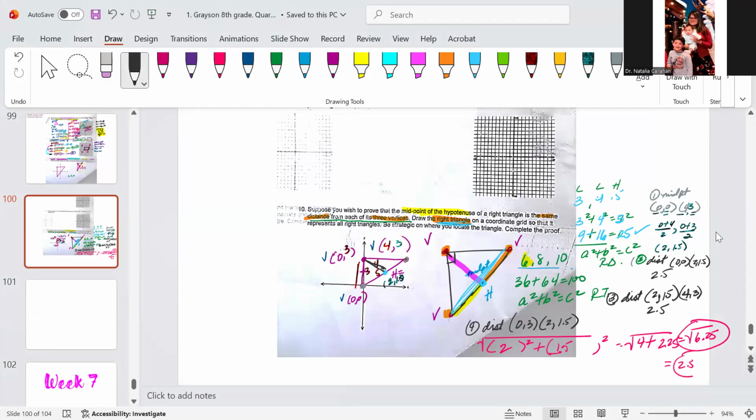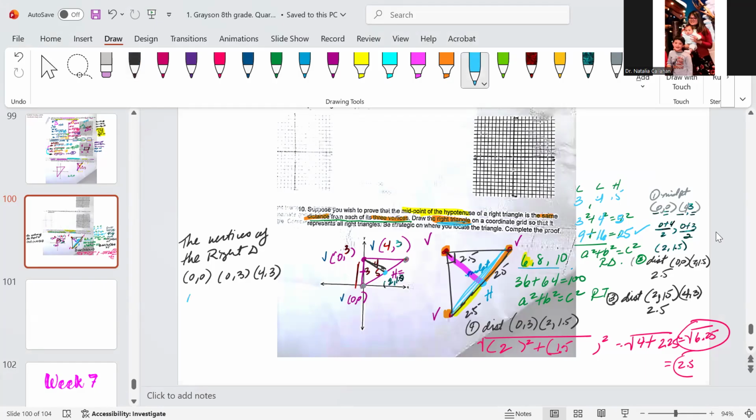So does that prove it, that the yellow right here is 2.5, the orange is 2.5, and the pink one is 2.5? Do you see that? So then that's it, okay? And you can just say something like, the vertices of the right triangle are going to be 0, 0, 0, 3, and 4, 3, correct?